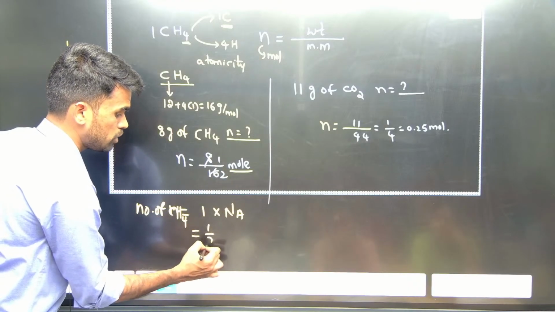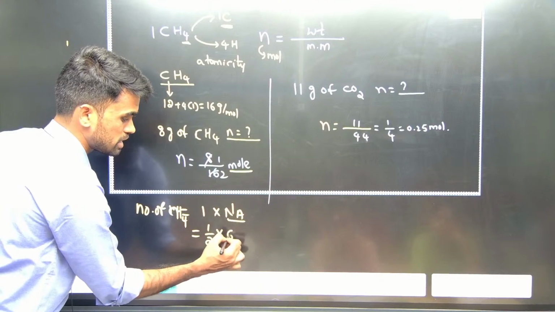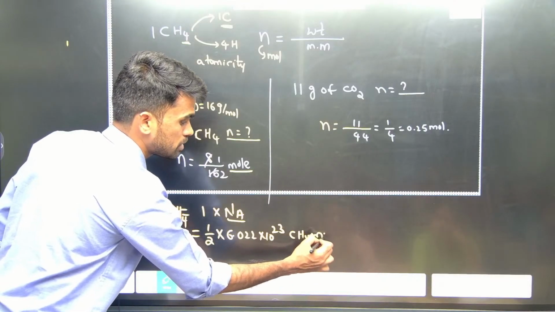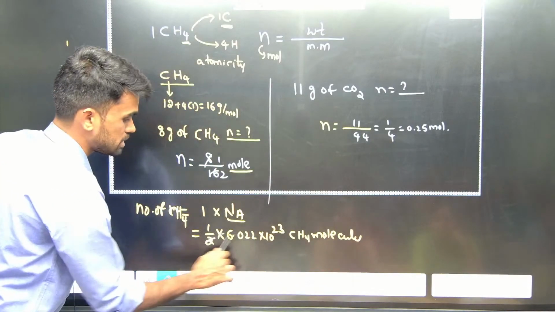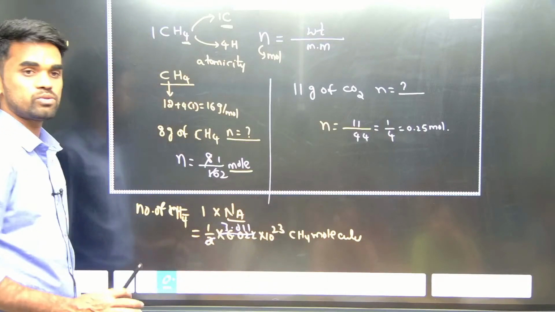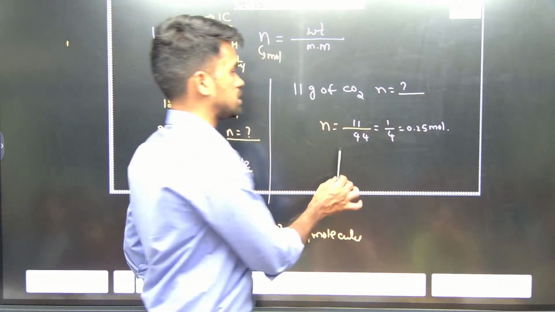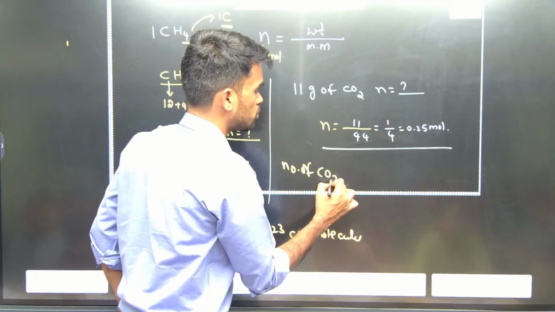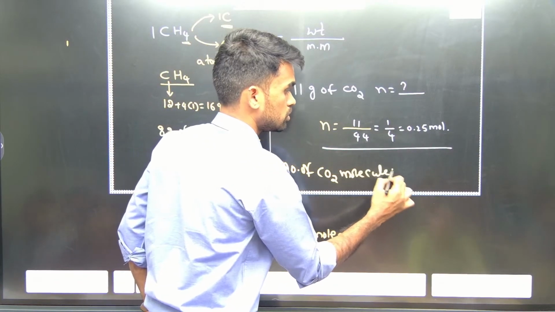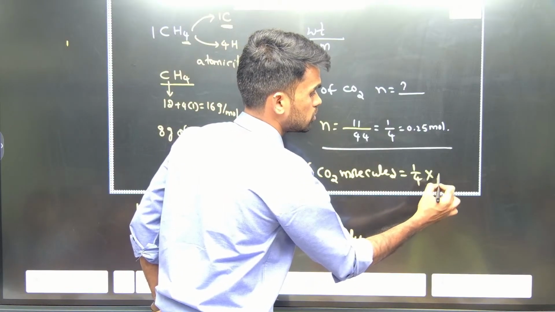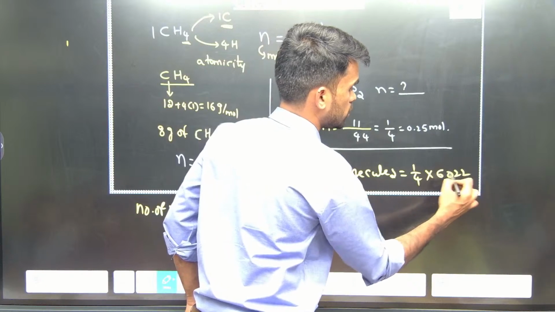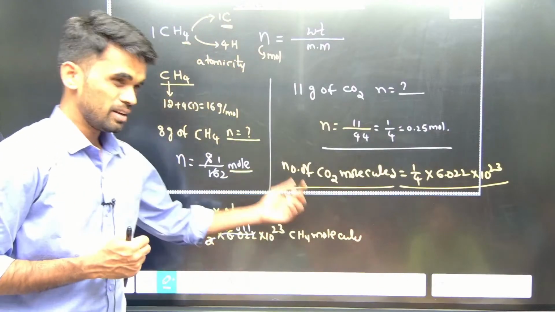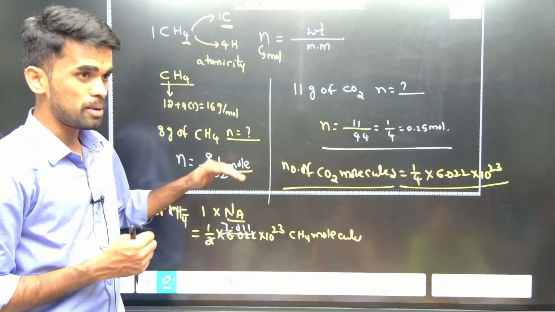Here how much answer did we get? 1 by 2. So 1 by 2 mole means half of the Avogadro number, so 6.022 into 10 power 23, halved. So this many methane molecules will be there: 3.011 into 10 power 23 methane molecules. Similarly, tell me for this, how many CO2 molecules? 1 by 4 into 6.022 into 10 power 23. Upon simplification, what are we going to get? The number of CO2 molecules. Up to here it is clear now, right?